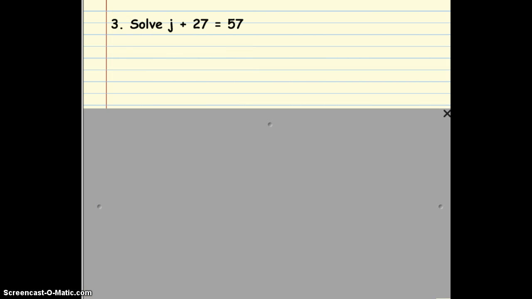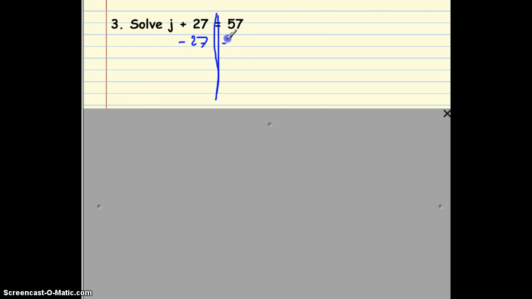Alright, let's do one more. Let's say we need to solve j plus 27 equals 57. Why don't you pause the video and try this problem on your own? Did you pause it? Good. Hopefully you started with putting the line where the equal sign is. Whoops, that's a bad line. There we go. Trying to get the j by itself, it says plus 27. So we've got to do the opposite, which means minus 27.